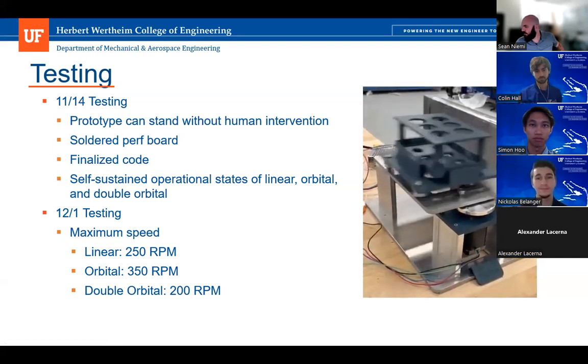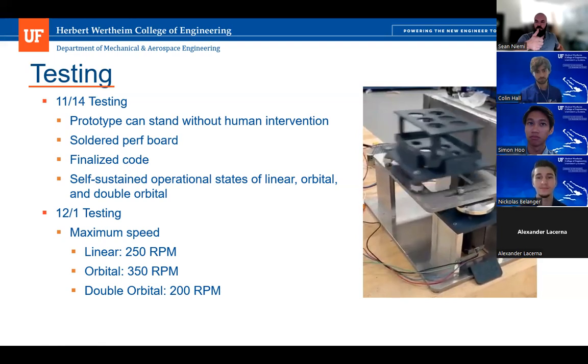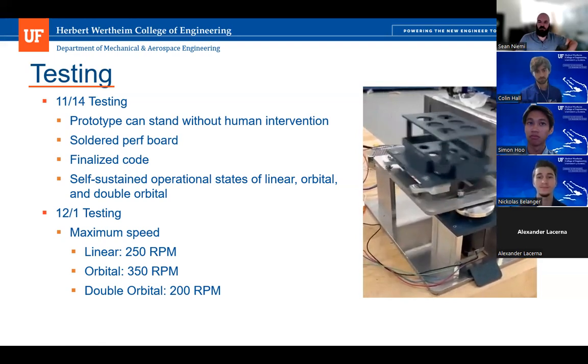Yeah, I don't know if you guys can see the video there. It might be a little bit choppy for you guys, but that is the orbital pattern. Yes.